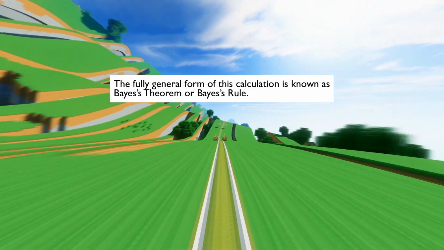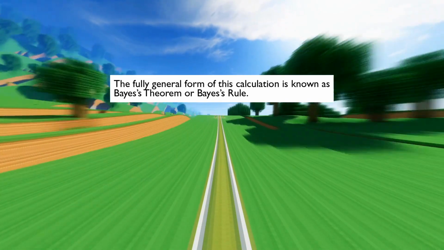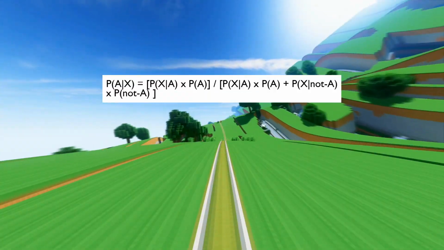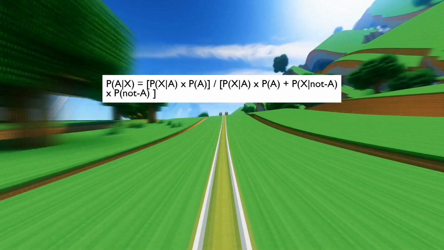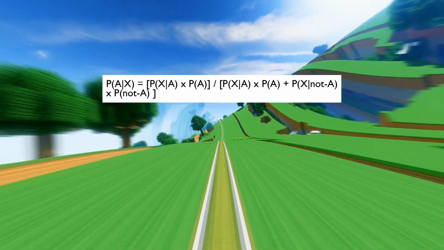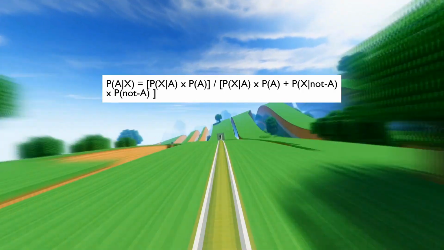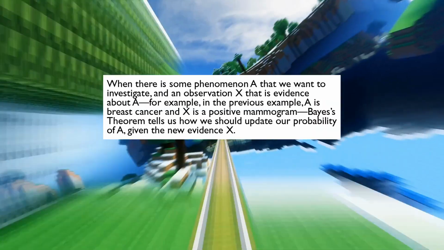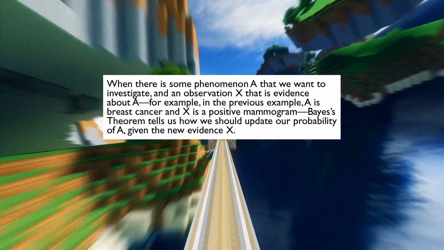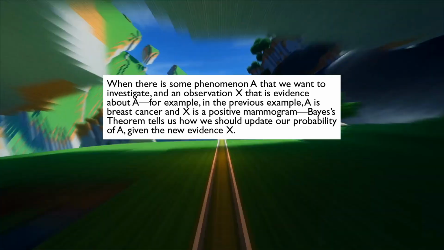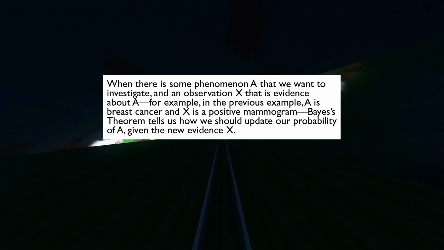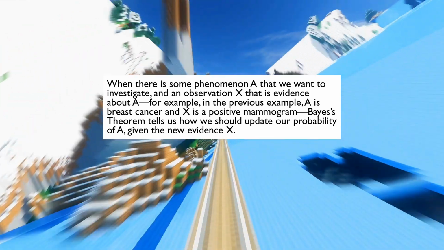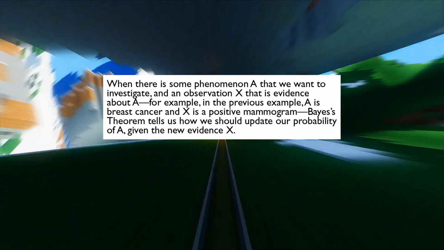The fully general form of this calculation is known as Bayes' theorem or Bayes' rule. Bayes' theorem: P(A|X) equals P(X|A) × P(A), over, P(X|A) × P(A) plus P(X|not A) × P(not A). When there is some phenomenon A that we want to investigate, and an observation X that is evidence about A, for example, in the previous example, A is breast cancer and X is a positive mammogram, Bayes' theorem tells us how we should update our probability of A, given the new evidence X.